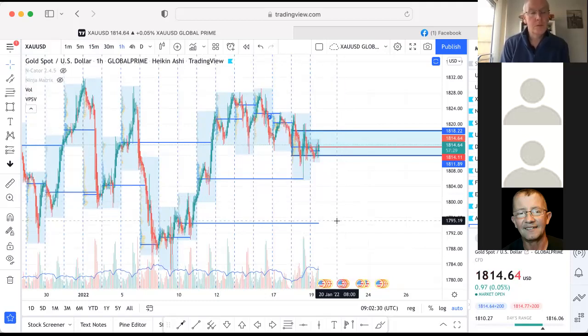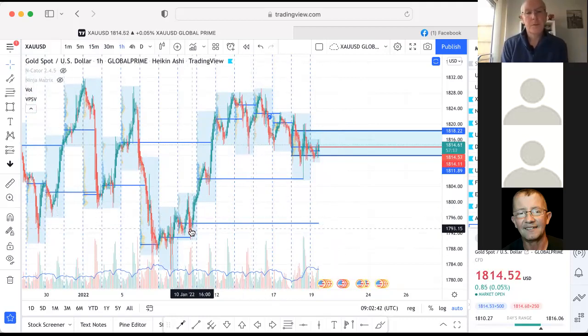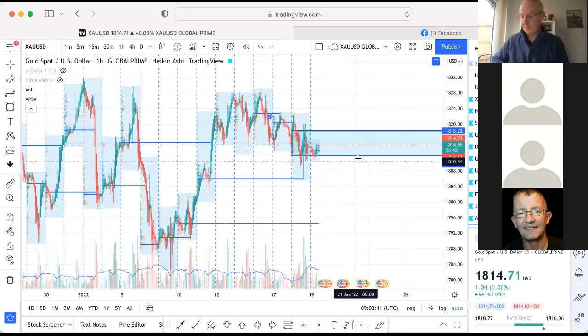I think Jeff refers to this as unfinished business, in that here's a point of control from a previous day which as yet has not been taken out. So this is from the 10th of January. And the point of control is still present because price has never been back to that point. If you look at this one, it was taken out yesterday. But this one is a point of interest. Jeff would call this a PRZ, a potential reversal zone.